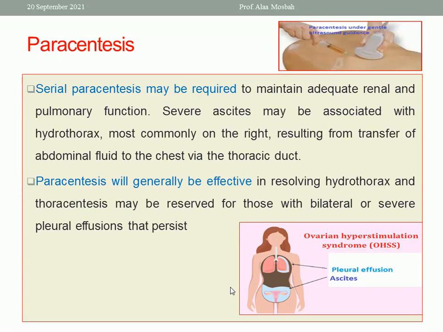Paracentesis will generally be effective in resolving hydrothorax, and thoracentesis may be reserved for those with bilateral or severe pleural effusion. So, just paracentesis will improve mild cases of pleural effusion. So, I'm not in need of thoracentesis. But in severe and bilateral pleural effusion, I may need thoracentesis.